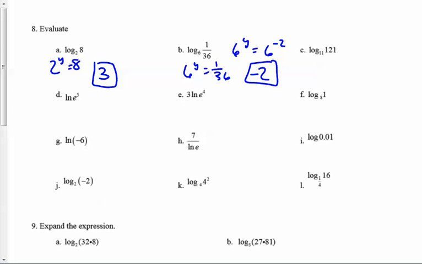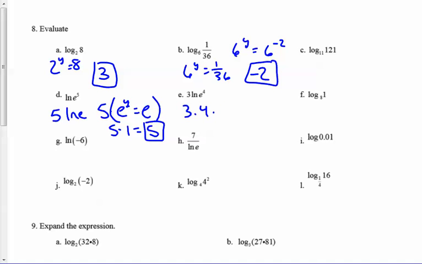ln of e to the fifth. Well, that 5 comes to the front, and then I have ln of e. ln of e, that's what I raised e to get e. So this is 5 times, e to the y equals e, right? Well, that's 1. 5 times 1 equals 5. All right? Same thing here. This becomes 3 times 4 times ln of e. ln of e is 1, so this ends up being 12.